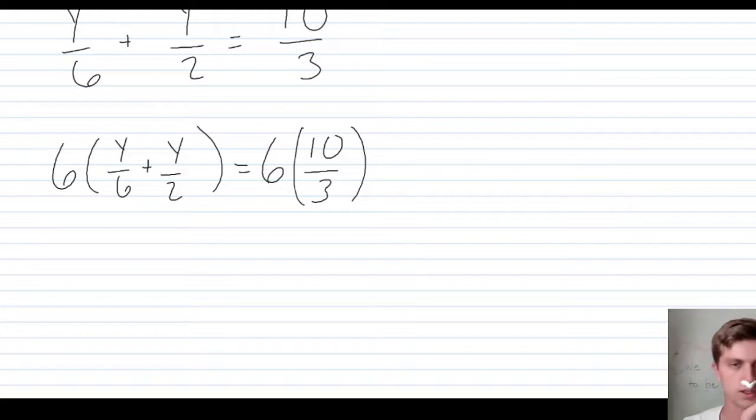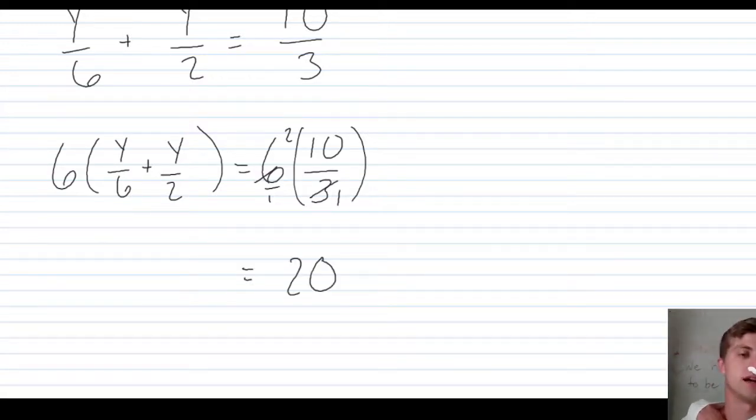So on the right, we have 6 over 1 times 10 over 3. What do the tops and bottoms have in common factor-wise? They both have a 3. 3 goes into 3 once, 3 goes into 6 twice. We got 2 times 10 equals 20. And then on the left, 6 and 6 cancel. All we're left with is y.